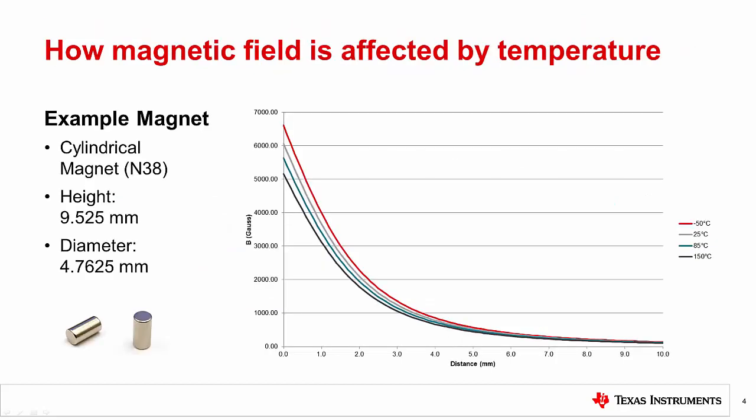Since remnants for a permanent magnet changes over temperature, the magnetic field of that magnet will also change. This plot shows the magnetic field strength for the example magnet described on the left at a few different temperatures. Note that the impact due to temperature is larger closer to the magnet because the change in remnant is a percentage and not an offset.